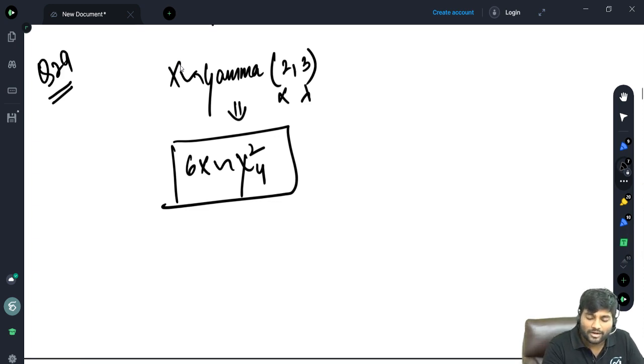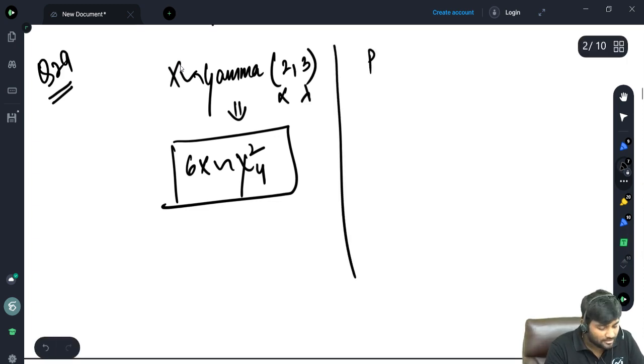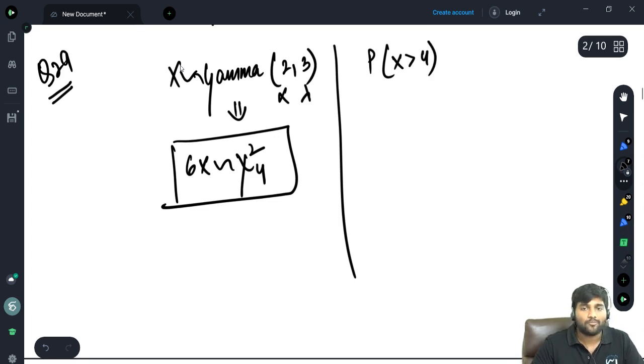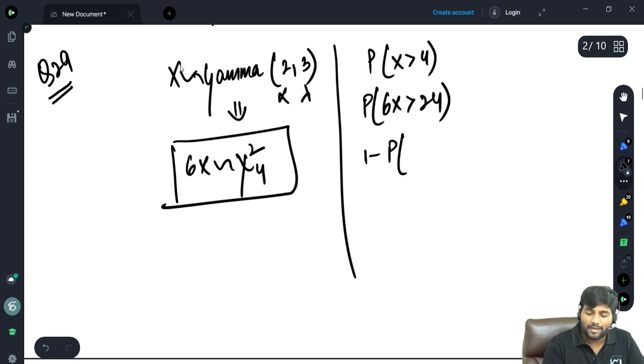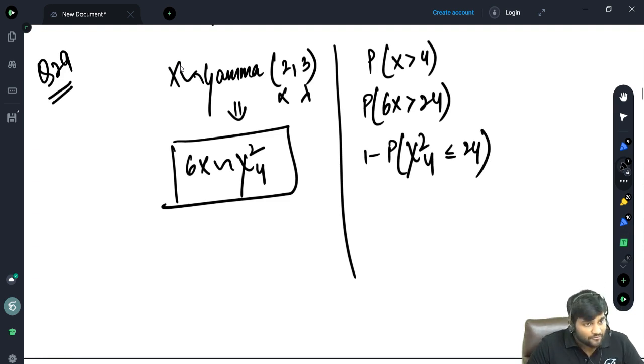Now we need to calculate the probability x is greater than 4. So x does not follow chi square, but 6x will be greater than 6 times 4, which is 24. So 1 minus probability chi square 4 less than or equal to 24. Under 4 degrees of freedom, look for 24 and get the answer.